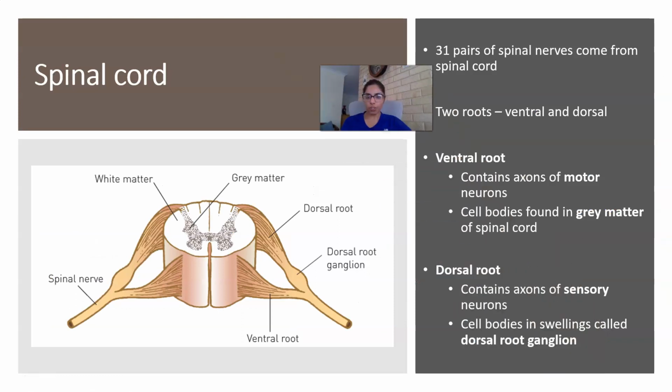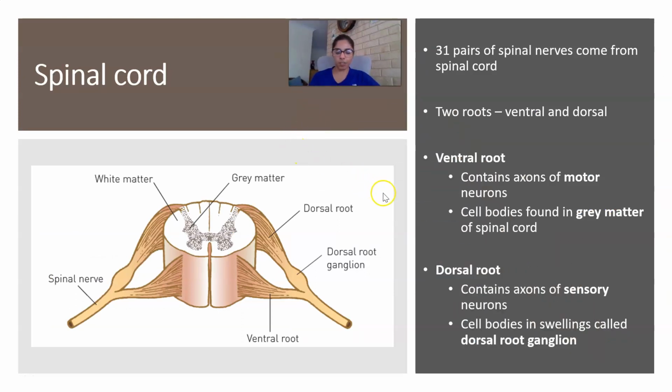The spinal cord, again, we need to be able to label a diagram such as this. This is a classic diagram. Hopefully you are recognizing straight away that the central butterfly-shaped region is gray matter. So that contains mostly nerve cell bodies and some dendrites. And then we have the white matter on the outside, which is mostly axons and nerve fibers.